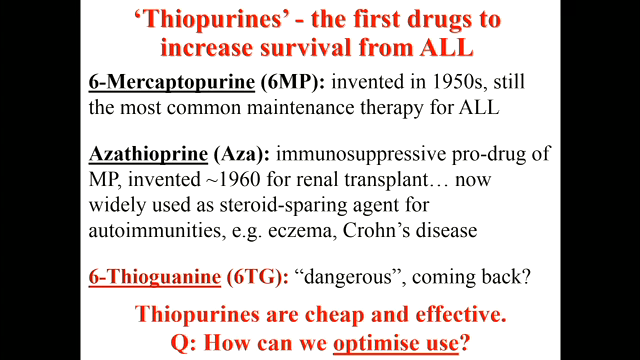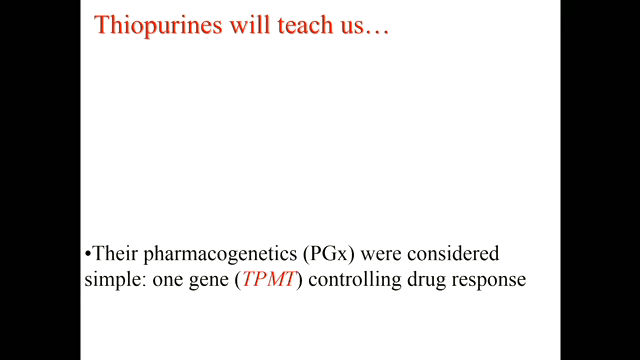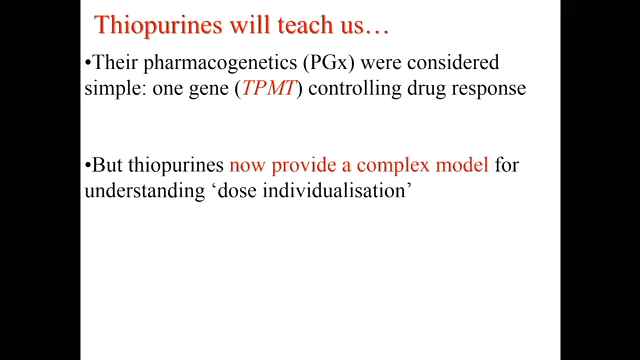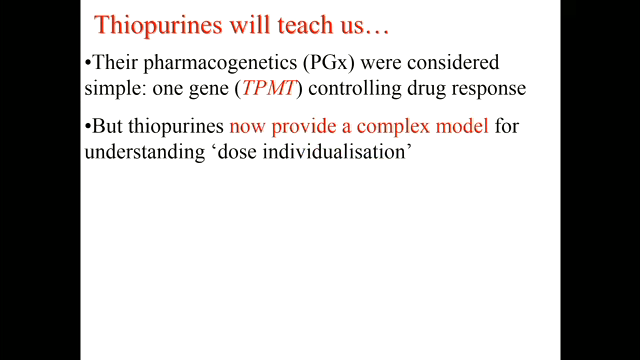So thiopurines have been very cheap. They're out of patent and easy to make. They're effective, but they can be dangerous too. So the question is, how can we optimize their usage? And so thiopurines are a good example of showing us how pharmacogenetics can be used. And early on it was considered there was just one simple gene controlling drug response called TPMT. We're going to discover it's become far more complex, and so that's been the lesson in pharmacogenetics and genetics generally.